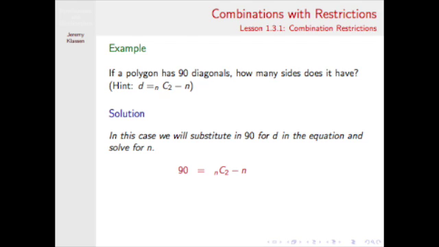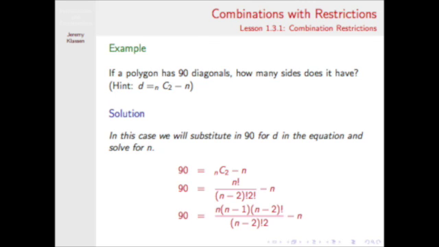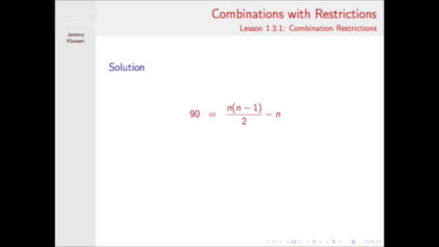So we start with 90 equals n choose 2 minus n. We then rewrite the combination in factorial notation as n factorial over n minus 2 factorial times 2 factorial. Don't forget about the minus n at the end. Then because n is larger than n minus 2, we'll expand n factorial to get n times n minus 1 times n minus 2 factorial. And we'll also evaluate the 2 factorial, which is just 2. And in this next step, all we're going to do here is cancel the n minus 2 factorials. So we're left with n times n minus 1 over 2 minus n.